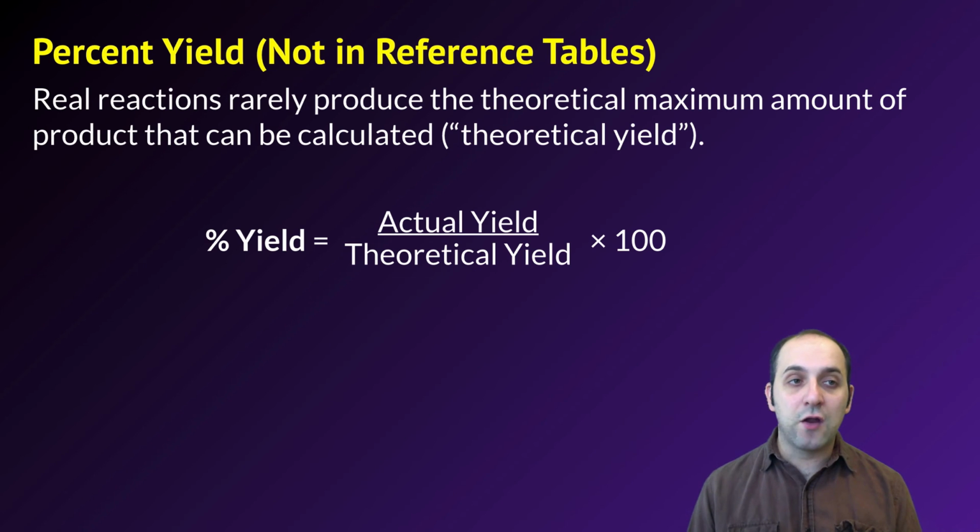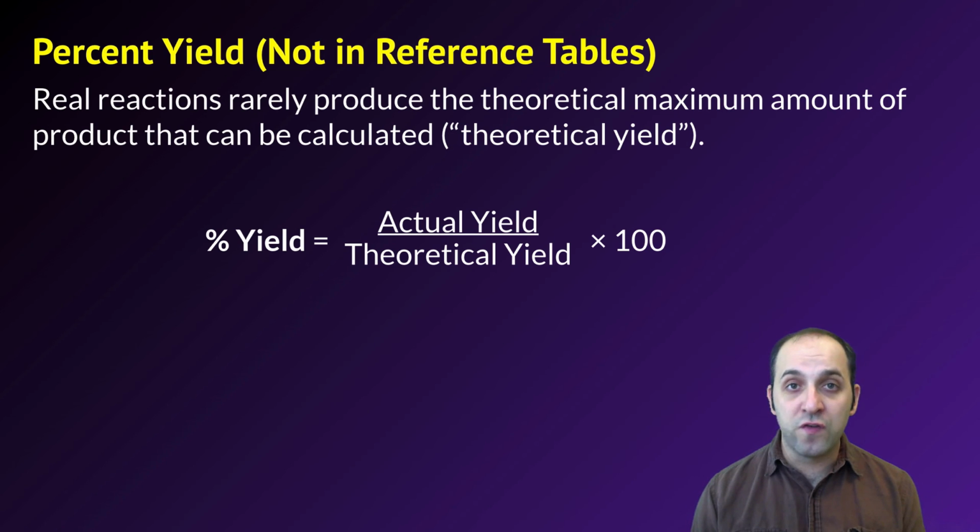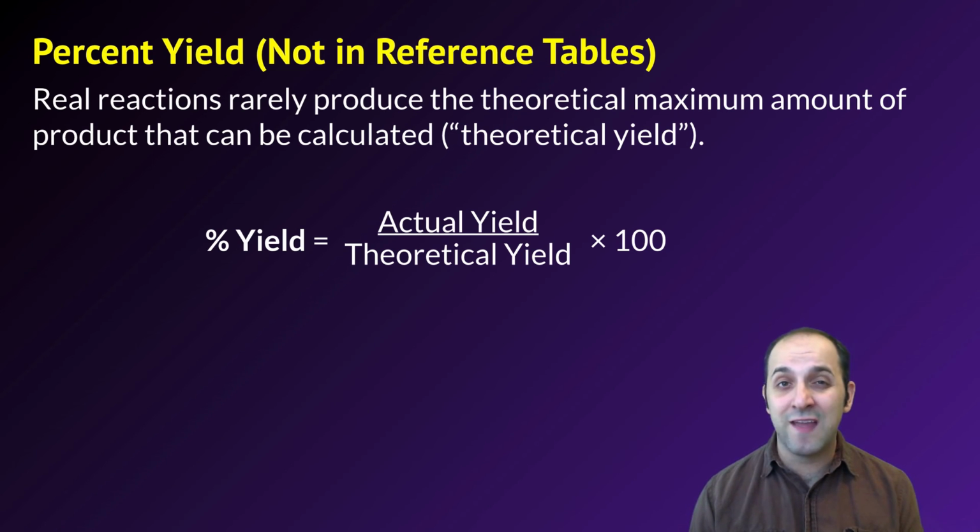Our other advanced calculation is percent yield. This equation is not in your reference tables. Real reactions very rarely produce as much of a product as they are theoretically supposed to produce. That's what we call the theoretical yield, the maximum that we expect. Percent yield is a way to determine how efficient a particular reaction is.